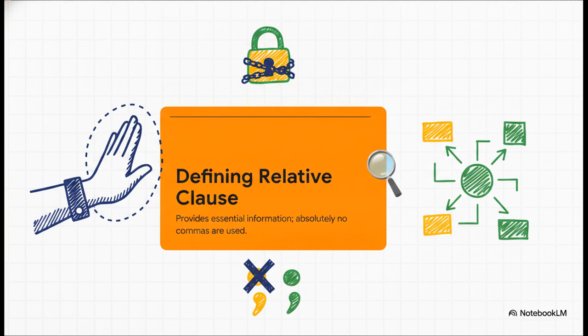Well, it provides essential information, meaning if you were to physically cover up that part of the sentence with your hand, the rest of it wouldn't just be a little less detailed, it would be fundamentally confusing. You wouldn't even know who or what the subject is. Because this info is so vital to the very identity of the subject, absolutely no commas are used. The clause is just locked right into the sentence.